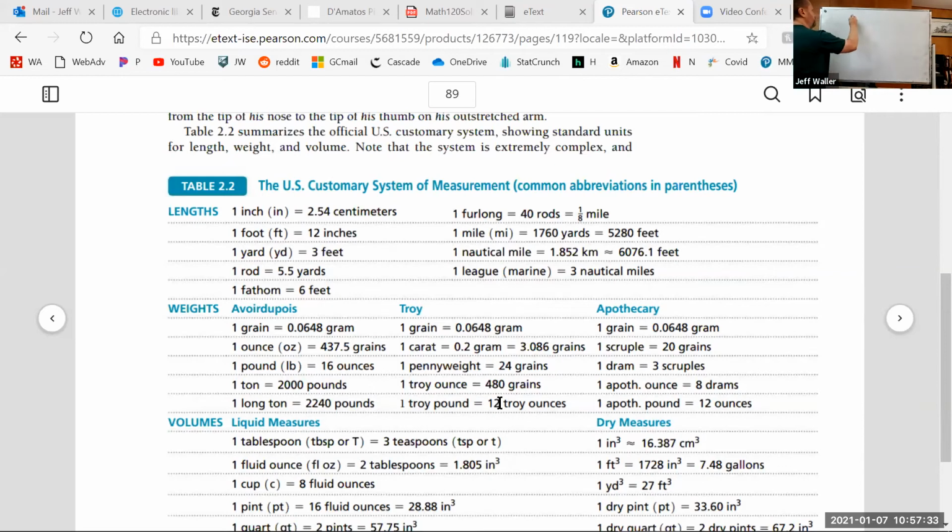One foot is 12 inches. Can somebody tell me then what 1 square foot is? I can't remember. I think we did this yesterday. So if 1 foot is 12 inches, 1 square foot will be how many square inches? Is it 144? 144, yes.